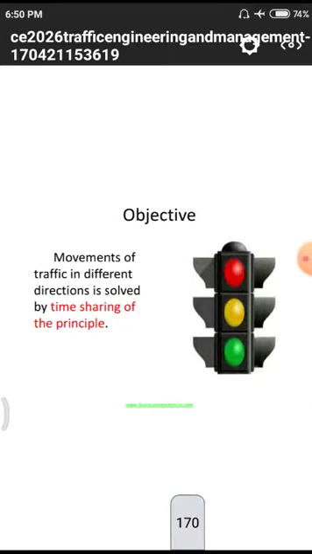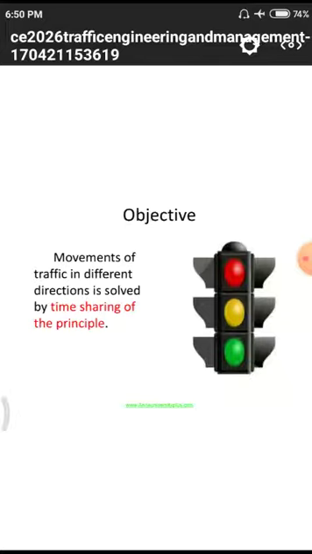First of all, what are the main objectives of these traffic signals? Movement of traffic in different directions is solved by the time sharing principle. Principle means a rule applied to all directions equally. That means equal rule is called a principle, so in all directions it is equal. Movement of traffic in different directions.